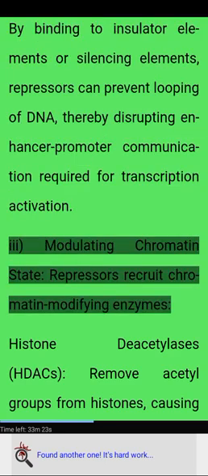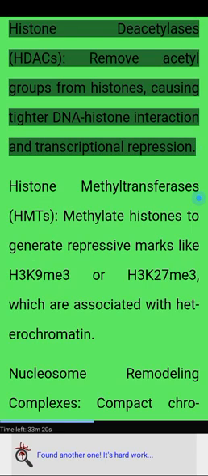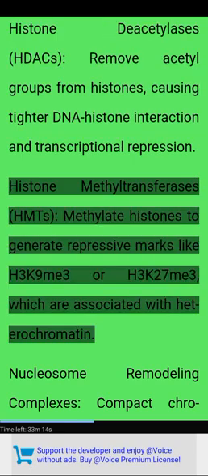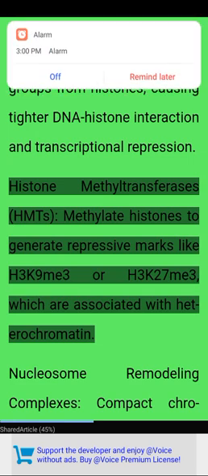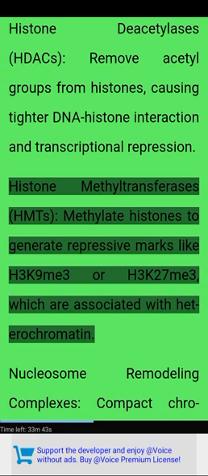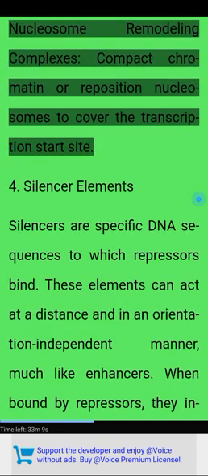Modulating chromatin state. Repressors recruit chromatin modifying enzymes. Histone deacetylases (HDACs) remove acetyl groups from histones, causing tighter DNA-histone interaction and transcriptional repression. Histone methyltransferases (HMTs) methylate histones to generate repressive marks like H3K9me3 or H3K27me3, which are associated with heterochromatin. Nucleosome remodeling complexes compact chromatin or reposition nucleosomes to cover the transcription start site.